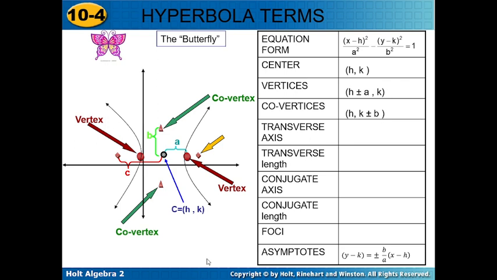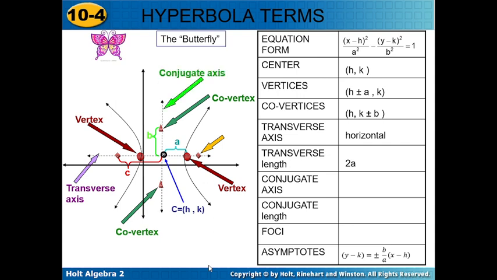As we mentioned a while ago, coming from your 2A, that is what we have now as the transverse axis. And your transverse axis is horizontal. The length, or the value, of your transverse axis is 2A. And your conjugate axis is perpendicular to your transverse axis, which could be found at your co-vertices. So your conjugate axis is vertical.